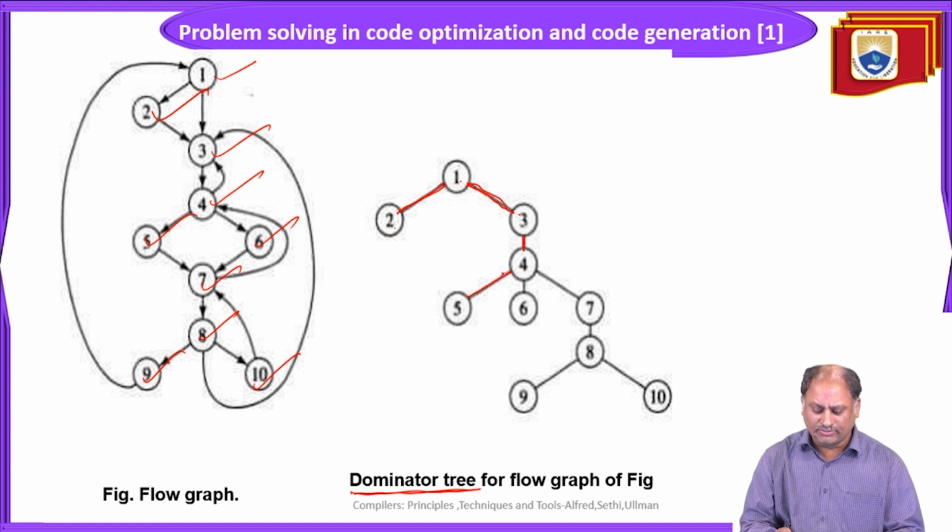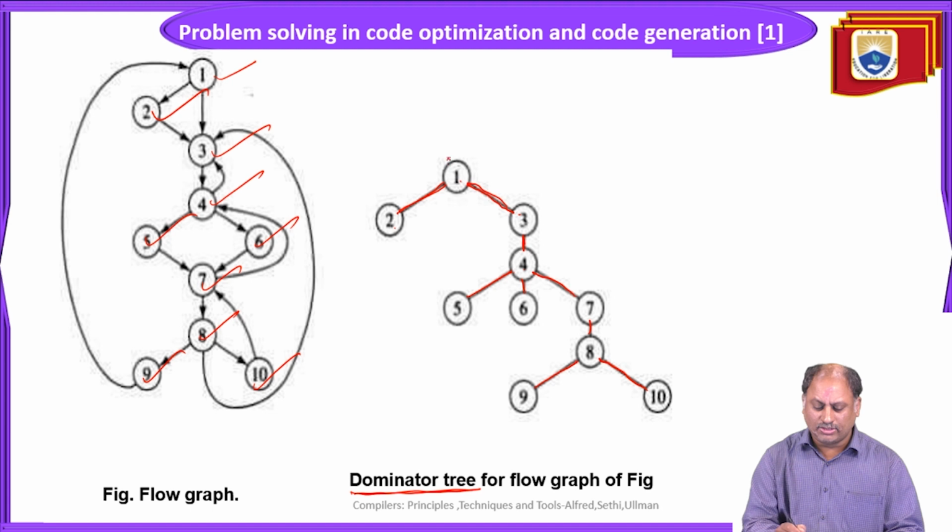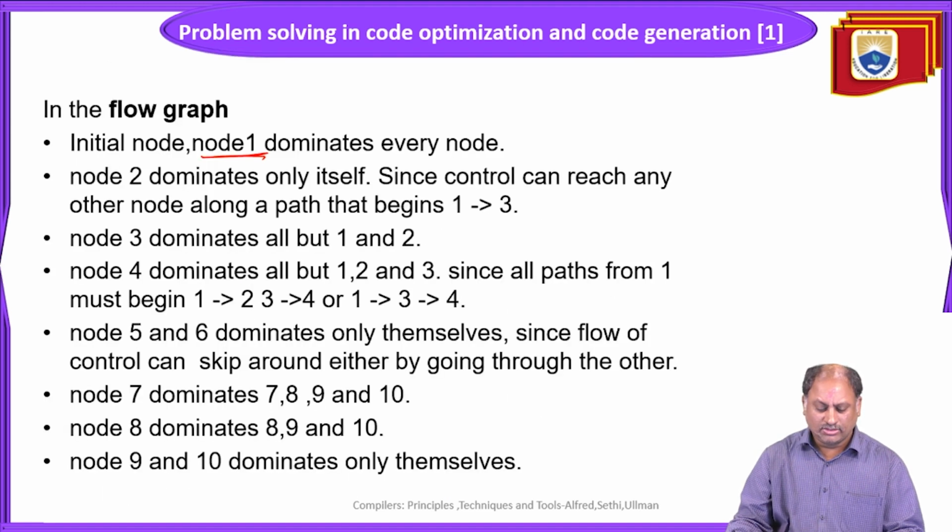For 5 the dominator is 4, for 6 it is 4, 7 also 4, for 8 it is 7, for 9 it is 8, for 10 it is 8. So if we observe, node 1 is the start node, the root node. Above this level there is no other node, so it is a dominating node, and it dominates every other node below it, so that's why it is the initial node.